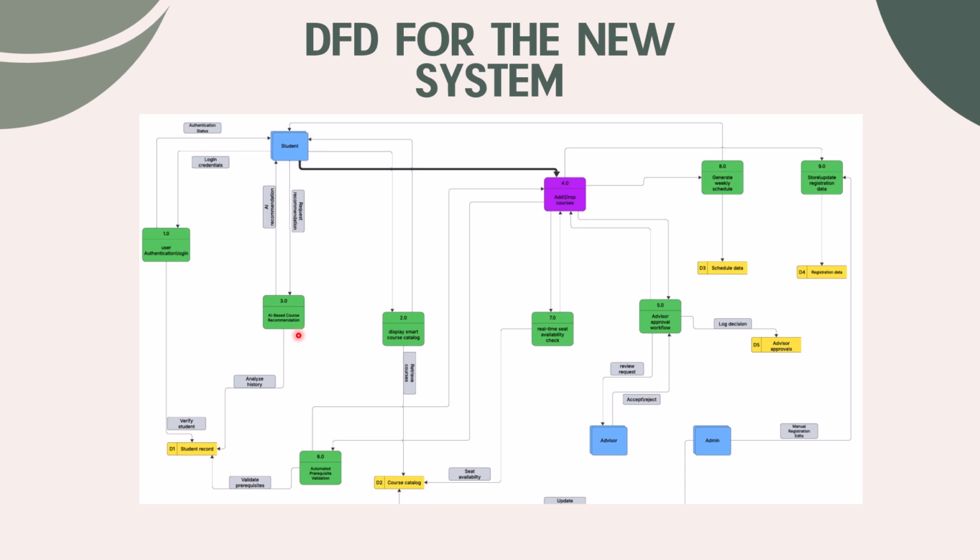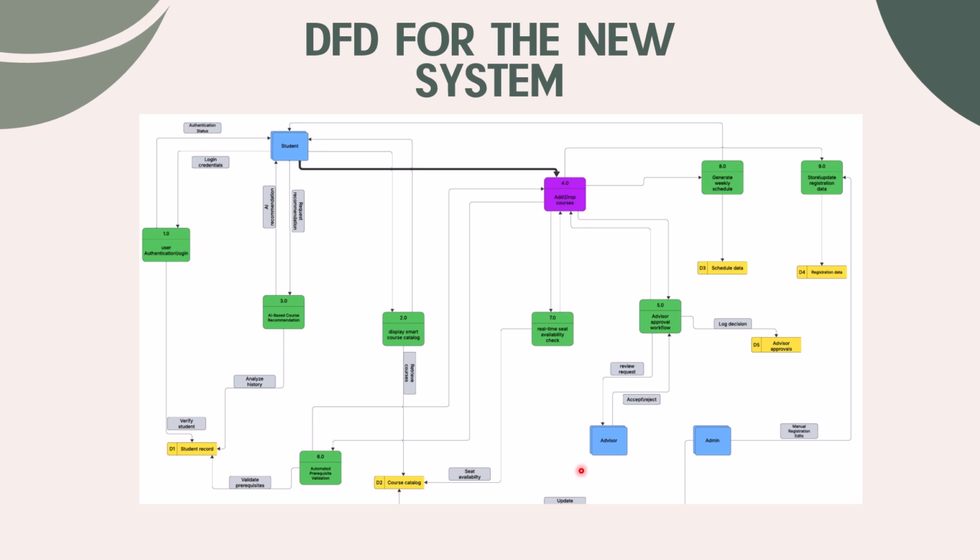Also, you got AI-based course recommendations, which show the student exactly what courses he should enroll in. And you got automated prerequisite checks, which make the process much easier. And real-time seat availability checks, which solve a ton of problems for us students.